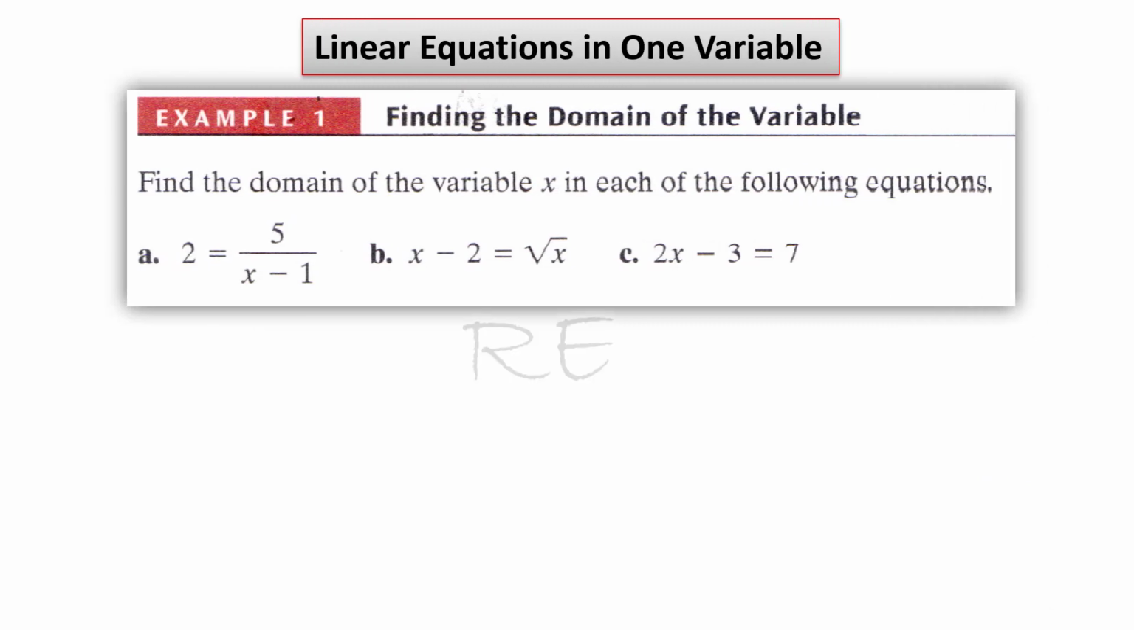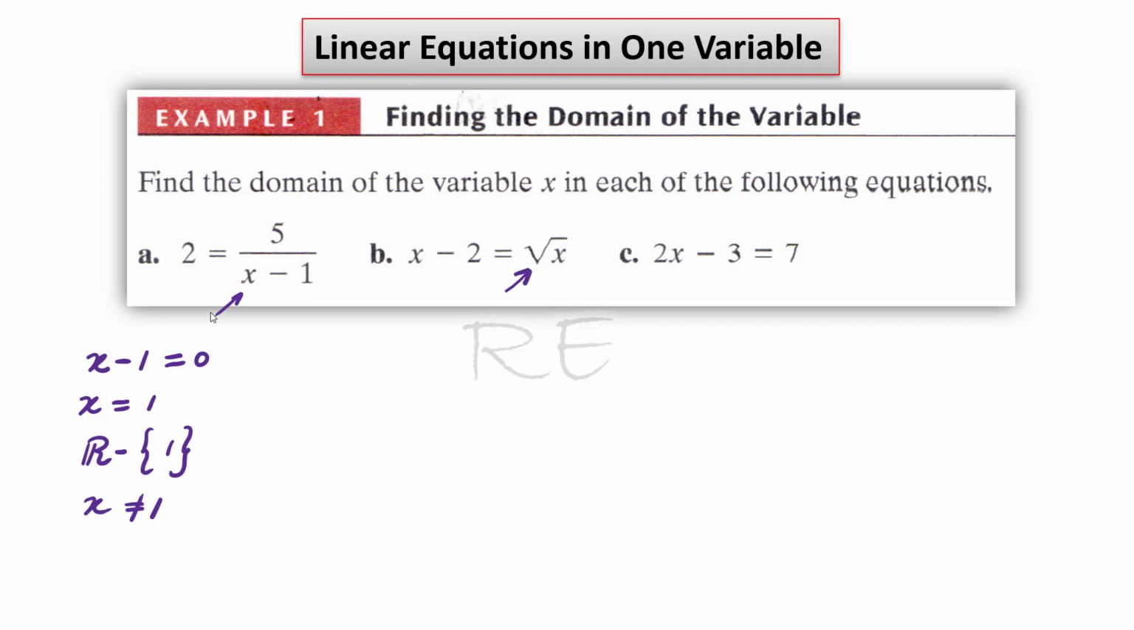The domain of a variable x is the set of all real numbers for which that variable is defined. The right side is a ratio, a fraction, and we cannot divide by 0. X minus 1 equal to 0, x is equal to 1. So we realize that x cannot be 1. It's R minus 1. The left side is 2, everywhere defined.